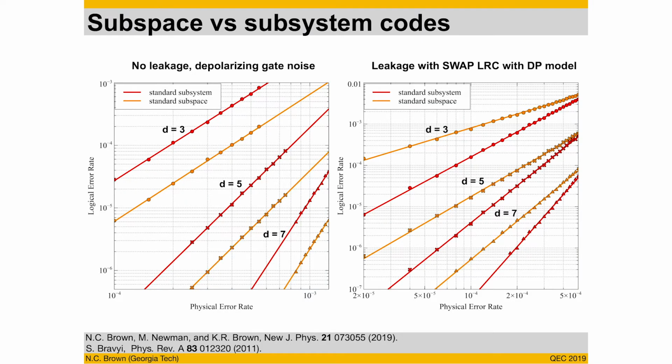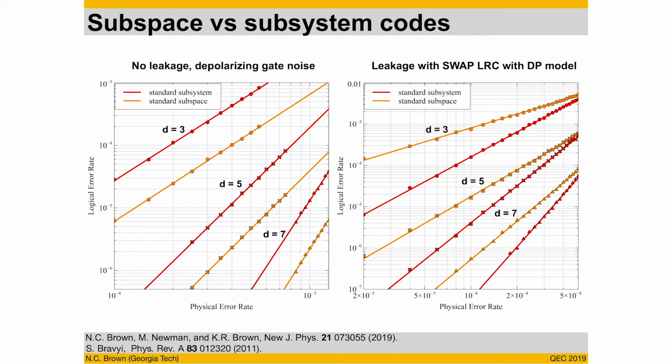So Bravyi showed under just depolarizing gate noise, no leakage, since we have more syndrome information in a subspace code, we're always going to do better than the subsystem code. Again, those 4 local interactions tell you you have more checks locally, so you're going to be able to do better than if you have less checks. But now if you consider leakage, those less checks actually help mitigate the damage that leakage can cause.